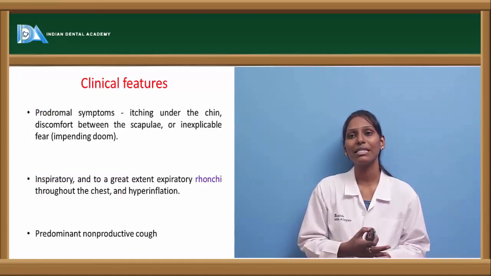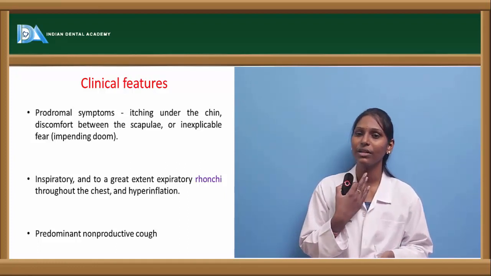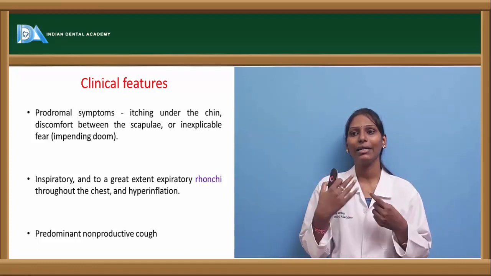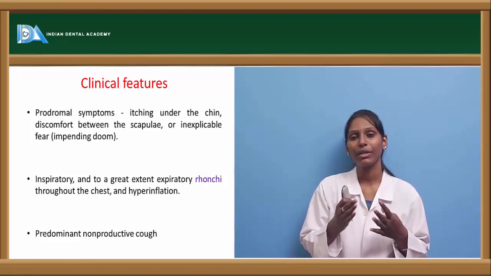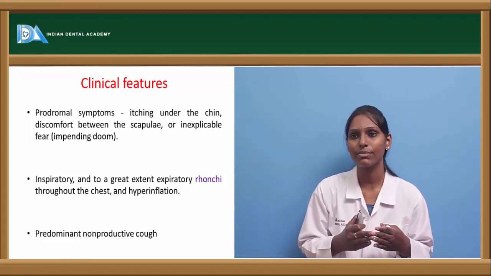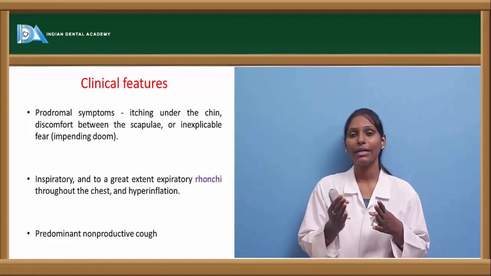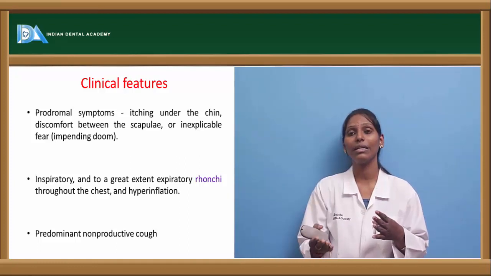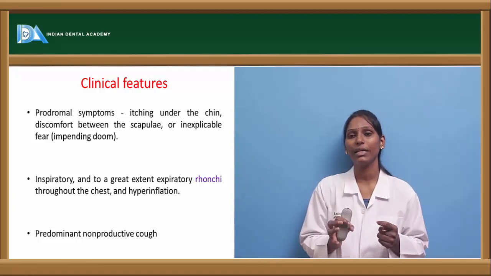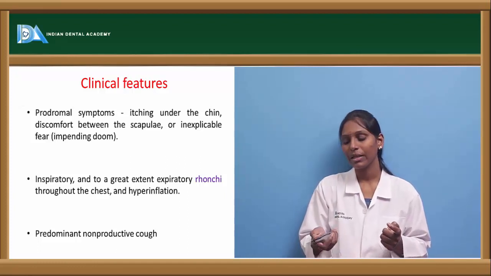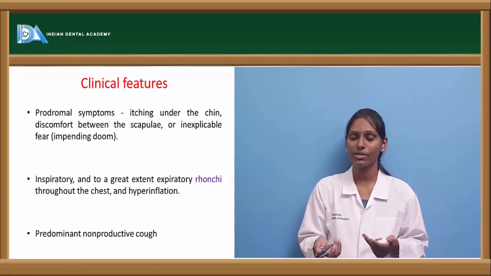Coming to clinical features of this intrinsic asthma, they usually have prodromal symptoms like itching under the chin. They'll have discomfort between the scapula, and they have some kind of inexplicable fear, which is called impending doom. These patients usually have an inspiratory and expiratory wheeze. In asthma, expiratory wheeze is most commonly seen when compared to inspiratory wheeze. On auscultation, rhonchi can also be heard in case of extrinsic asthma. Usually they have a predominant non-productive cough, that is they have cough but don't produce sputum.